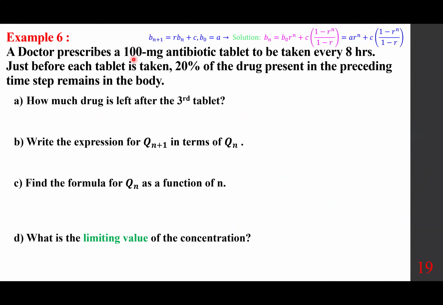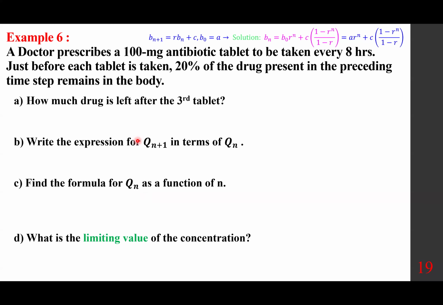A doctor prescribes a 100 milligram antibiotic tablet to be taken every 8 hours. Just before each tablet is taken, 20% of the drug present in the preceding time step remains in the body. How much drug is left after the third tablet? Write the expression for Q sub n plus 1 in terms of Q sub n, and so on.